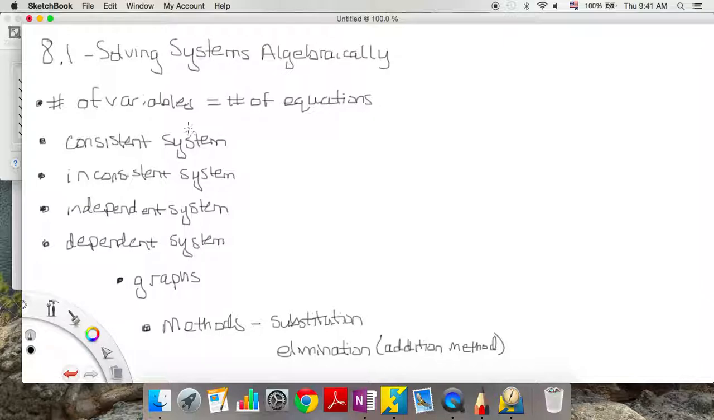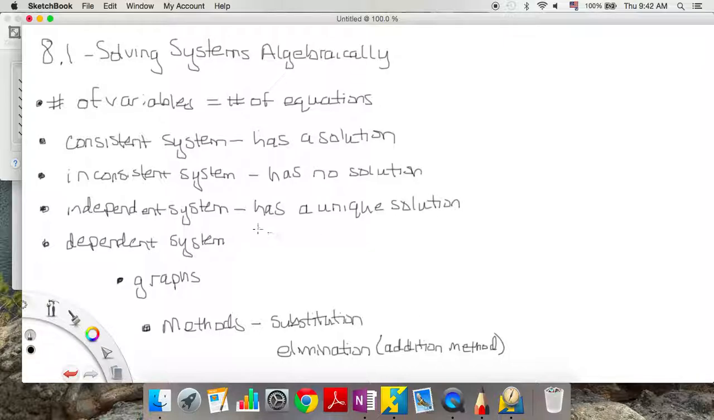A consistent system of equations has a solution. An inconsistent system has no solution. When you go to solve these, it won't work out no matter what you do. An independent system has a unique solution, and a dependent system has infinitely many solutions.